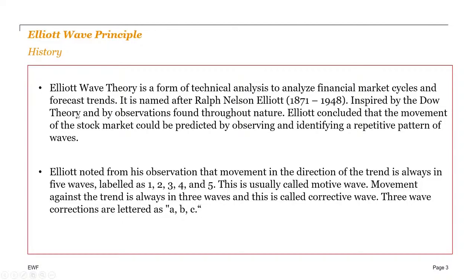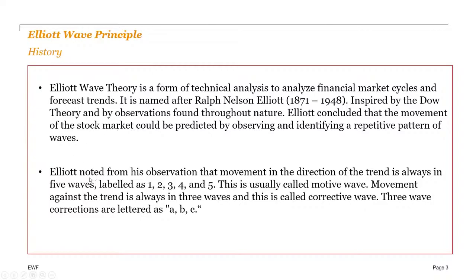The Dow theory is also a theory based on cycles. It is basically the theory before the Elliott Wave theory, so the Dow theory is the basis of the Elliott Wave theory. Elliott later made it a little bit better. Based on his observation of the Dow theory and also of nature, Elliott concluded that the movement of the stock market could be predicted by observing and identifying a repetitive pattern of waves.